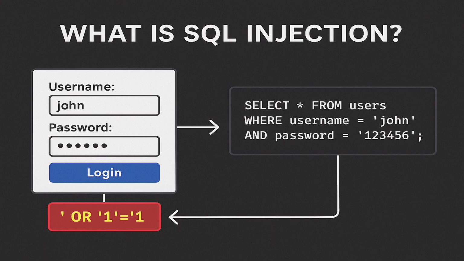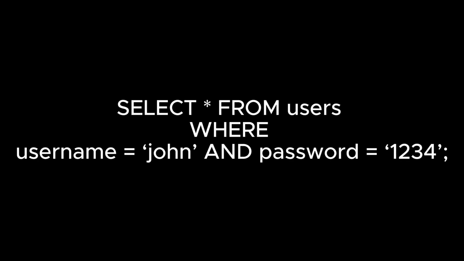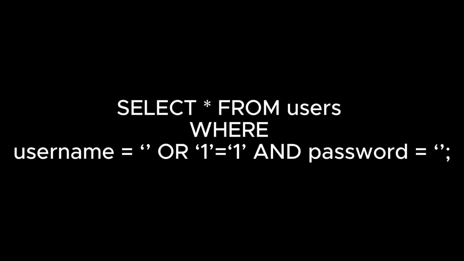Imagine you go to a website and enter your username and password. Behind the scenes, the website runs a SQL query to check if those details are correct. But if the input isn't filtered or protected, an attacker can insert malicious SQL code instead of a username and trick the system. Let's say the website runs this query. Now the attacker types this in the username field. That makes the query look like this. Since 1 equals 1 is always true, the attacker gets access, no password required.